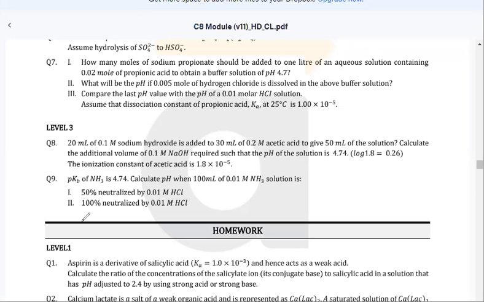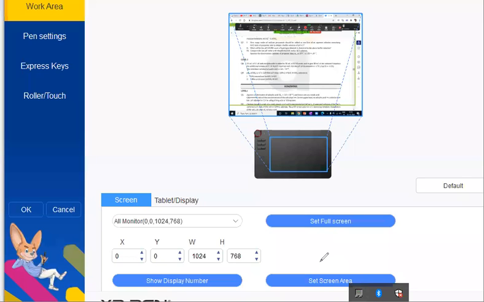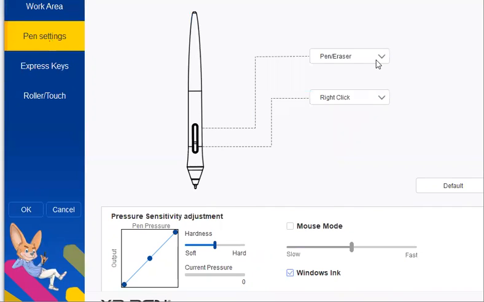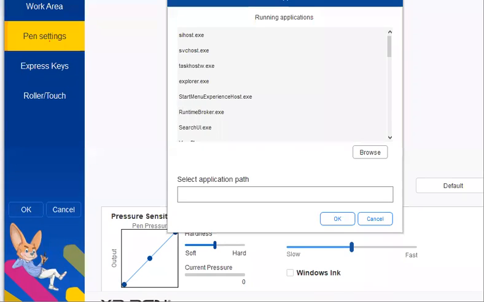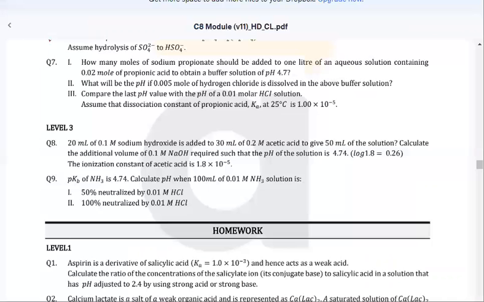I don't know what's the issue. Issue is with my laptop or issue is with my this. I don't know what's the issue.